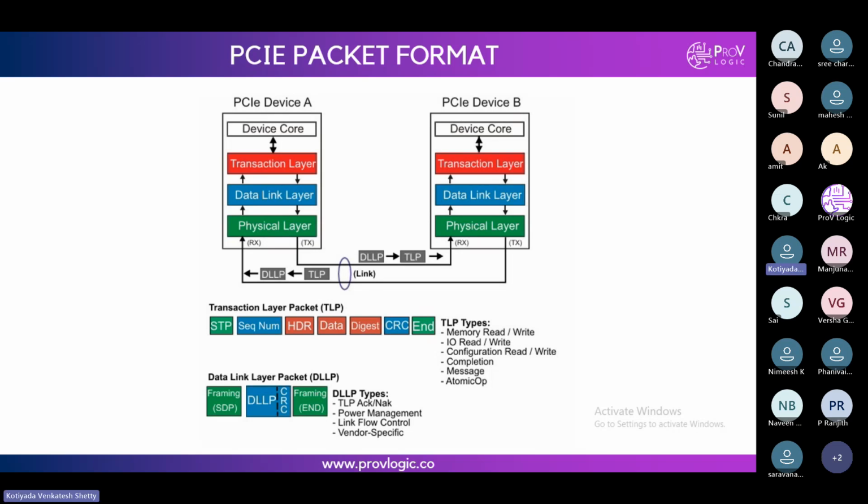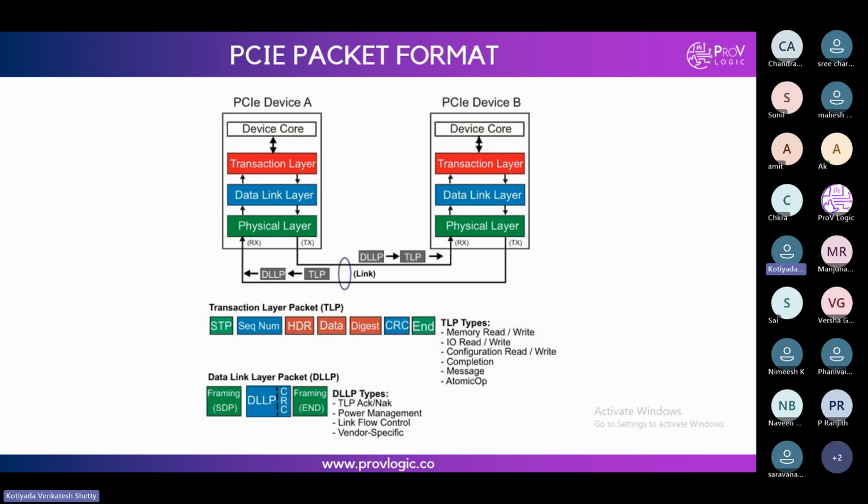In the data link layer, we have features like types of DLLP packets. We need to know how many types of DLLP packets we have. Another one is the ACK/NAK protocol. This is the most important protocol. If you debug on PCIe, most of the test cases involve the ACK/NAK protocol. The data link layer contains the ACK/NAK protocol.